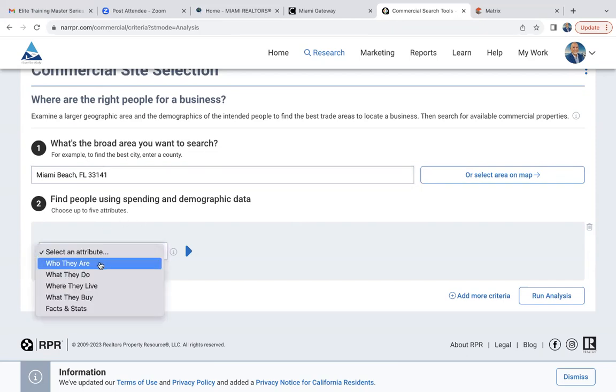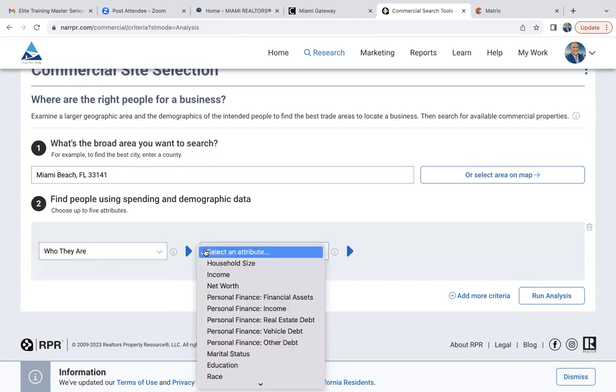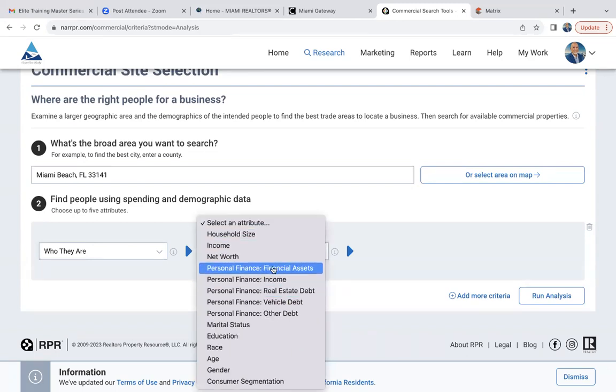So for attributes, you can study who they are. So you can study information about the people who live there, what they do. So what kind of profession or occupation, where they live, what they buy, facts and stats. So let's go with who they are. You have household sizes, incomes, net worth. You got financial assets. You have here marital status. You have education, race, age, gender.